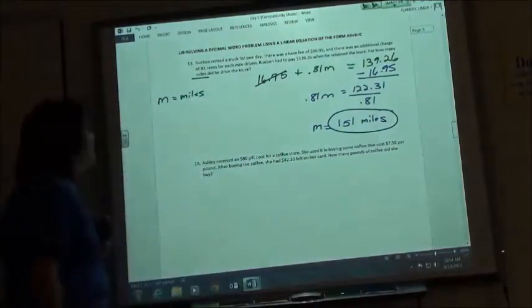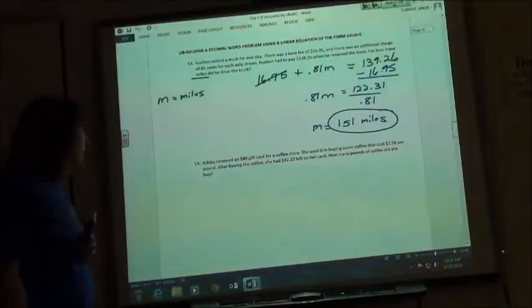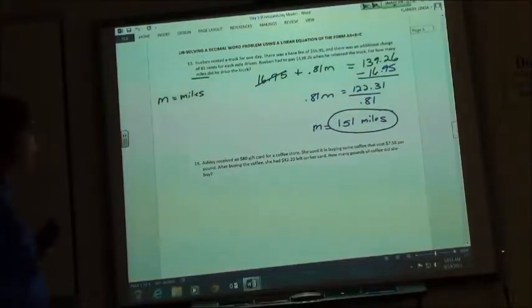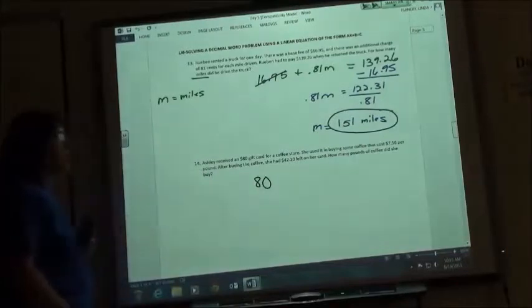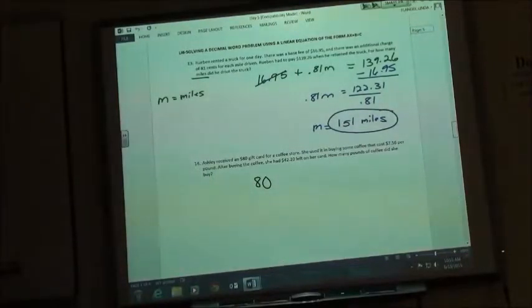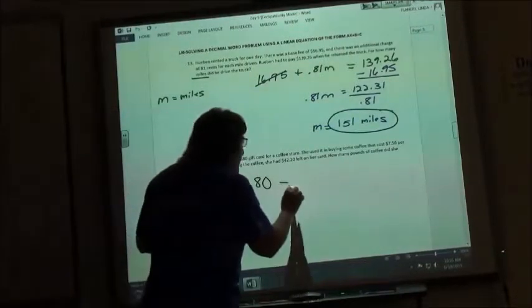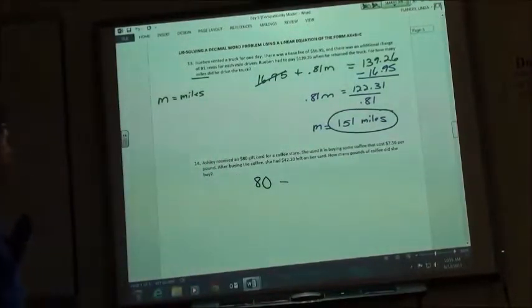Number 14, Ashley received an $80 gift card for a coffee store. She used it in buying some coffee that was $7.56 per pound. After buying the coffee, she had $42.20 left on her card. How many pounds of coffee did she buy? So she started with an $80 gift card. She bought some coffee, which means the gift card balance is going to decrease. She had to subtract off the amount that she had on her card.